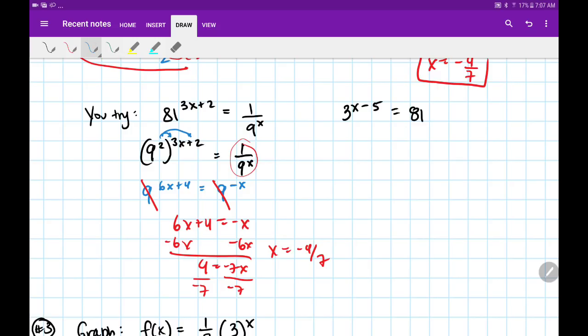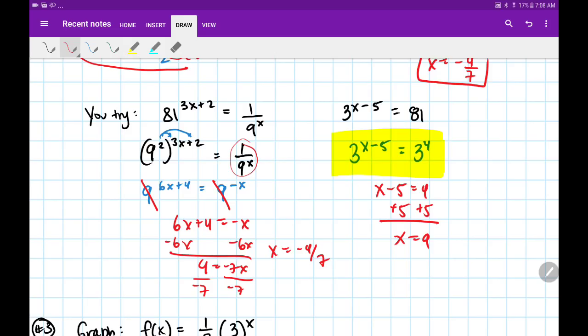On the right side over here, we'll write these both as base 3. So on the left side, it stays. On the right side, 81 is 3 to the power of 4. There are no fractions to get rid of, so right away you can cross these out. Add the 5 to the other side. X equals 9. Now if I gave you the problem, like this was the question that you were given right away, with the bases already the same, that's the easiest sort of problem. Just cross them out right away if there are no fractions and set your exponents equal.